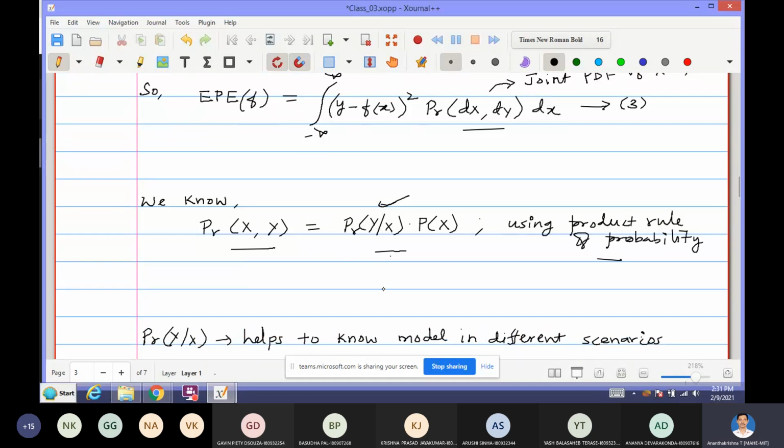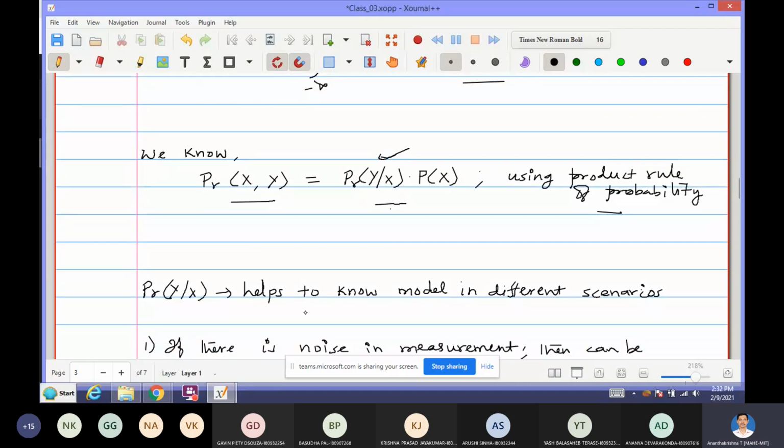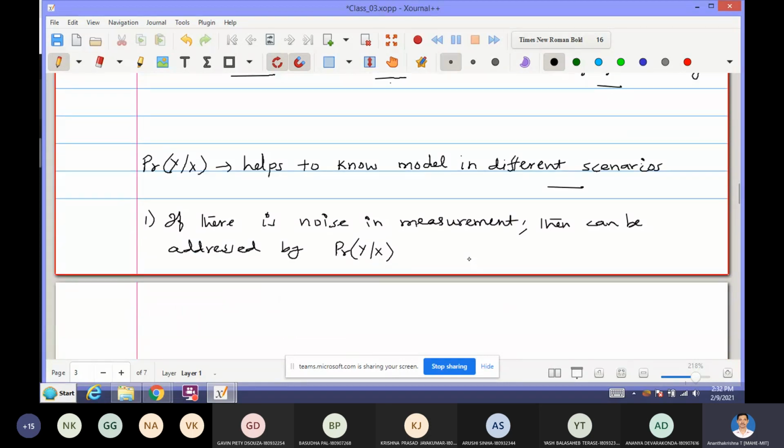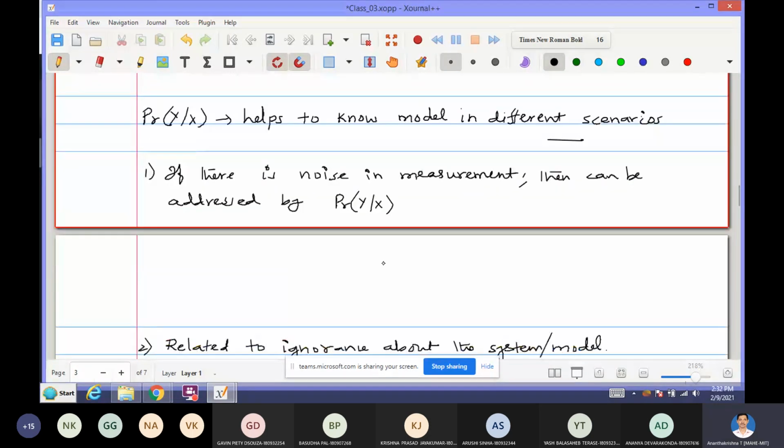Now, one of the advantages of having this conditional probability is that if there is noise in your data, to some extent it can be handled by using this conditional probability. That is, p of x comma y helps to know the model in different scenarios. So if there is noise in the measurement, it can be addressed by this. It is like, suppose you are measuring a temperature during a day, at a particular time, say 12 p.m.